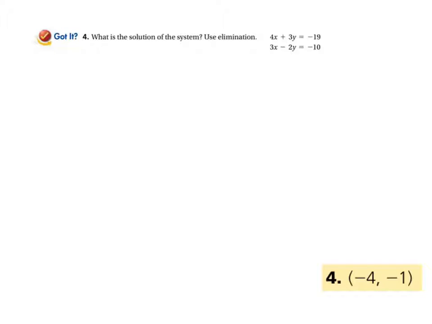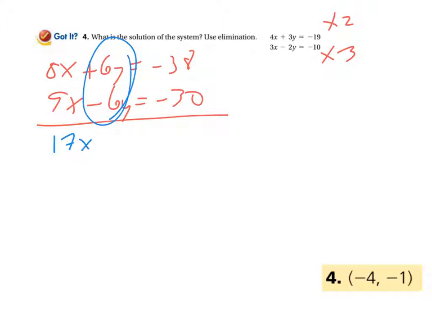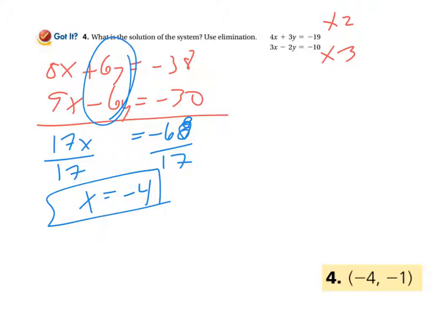So again, the top one we're going to multiply by 2, the bottom one by 3. So when I do that, I get on the top 8x plus 6y equals negative 38. And the bottom, I get 9x minus 6y equals negative 30. Now I'm able to add, and again we're going to eliminate those y's. So I get 17x equals negative 68. That's an 8, there we go. Divide off the 17. And x equals negative 4. Look at how nice that came out.